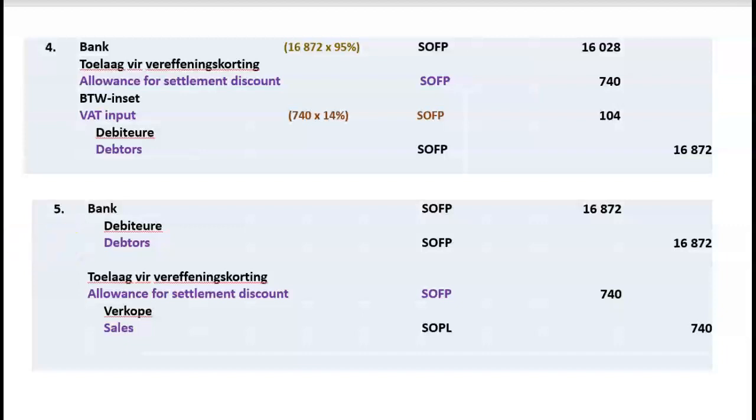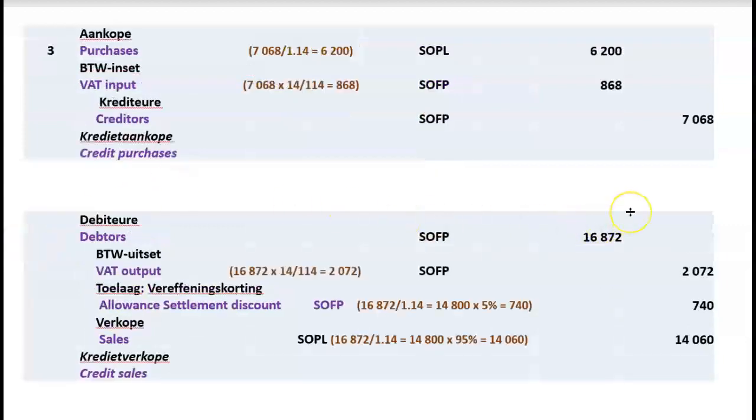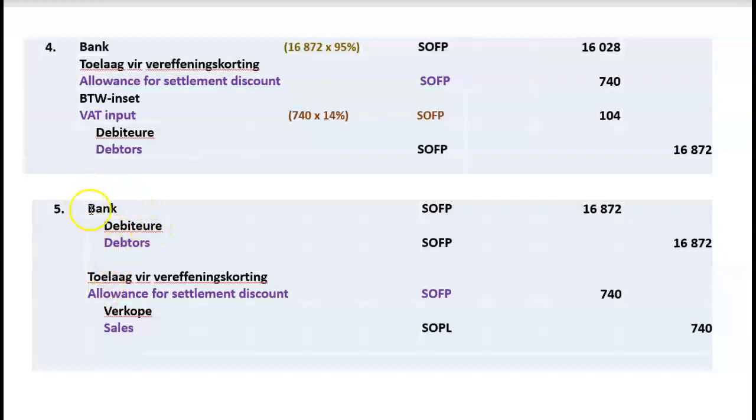First point again, how much am I going to receive from him if he pays outside the settlement discount period? Well, then he cannot deduct anything from the invoice value. He has to pay me the full invoice value. So he has to pay me the full amount of 16,872. So the amount I'm going to receive in my bank account would be 16,872.